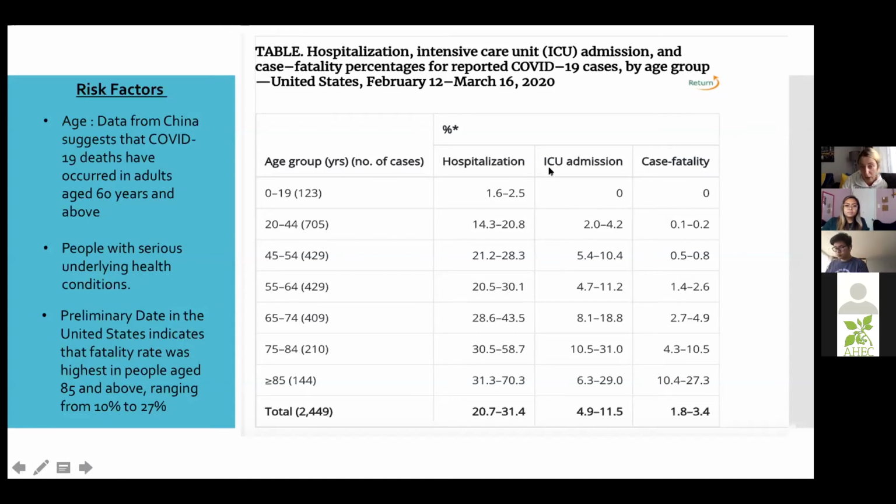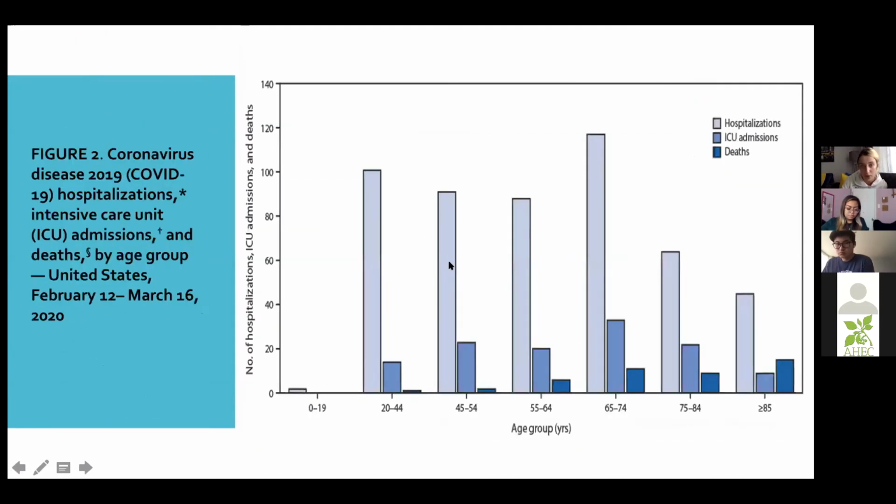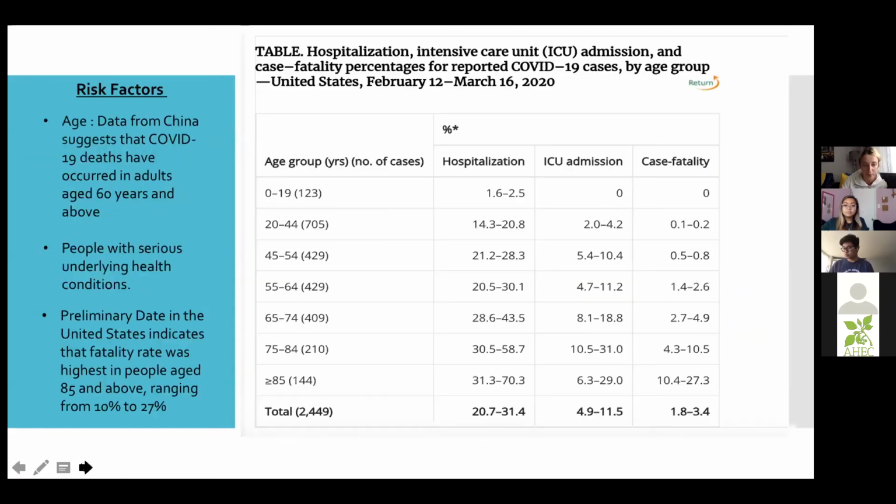If we look here, case fatality by age, you see the number is high versus, for example, the 0 to 19 age group, right? 0 case fatality. Here it's more case fatality. So the highest risk group is elderly people and people with serious underlying health conditions. Any questions on that?